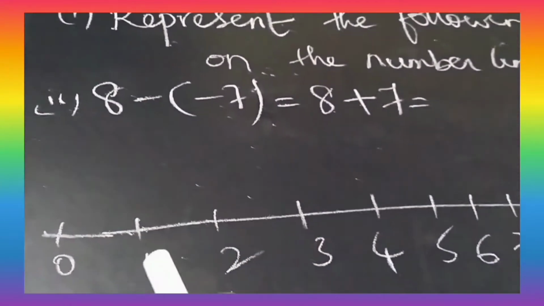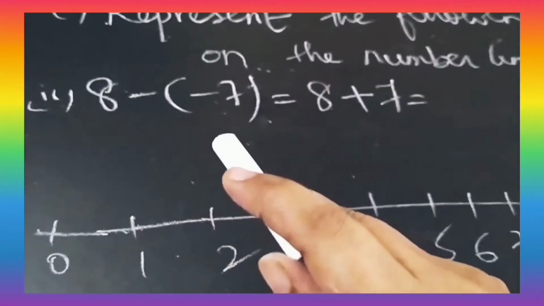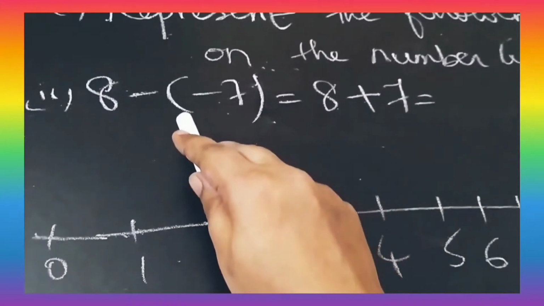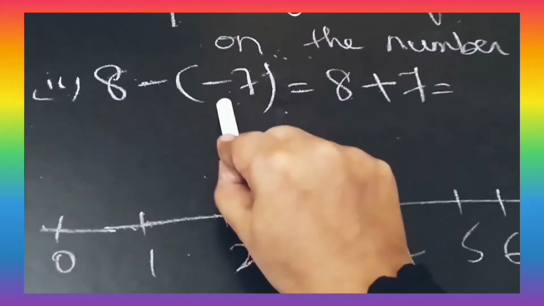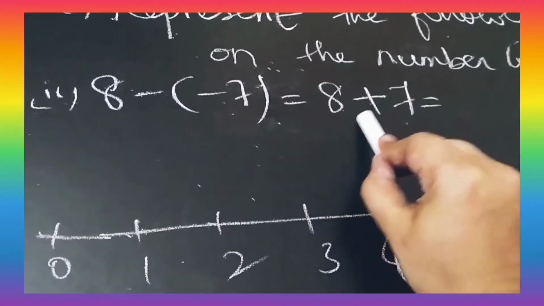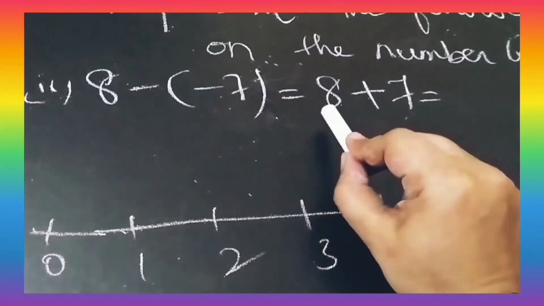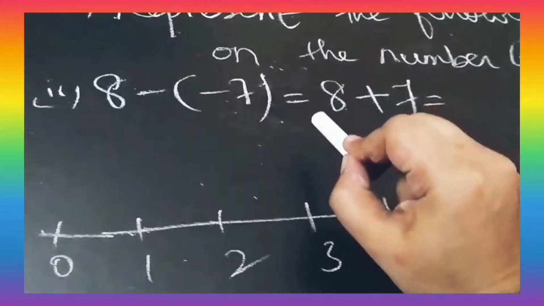First sum, second bit is 8 minus of minus 7. Here a bracket is given, you have to remove this bracket. What is minus into plus, minus into minus? Here we have to do the multiplication. Minus into minus is plus. 8 plus 7 you have to write. So 8 plus 7 means both become positive integers, so you have to represent these positive integers on the number line.